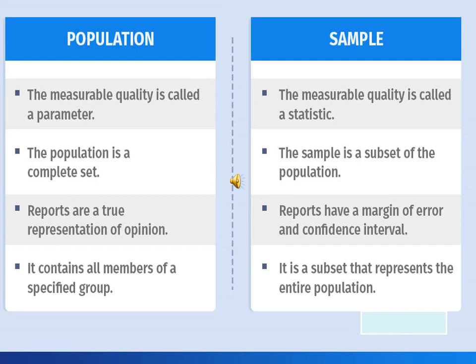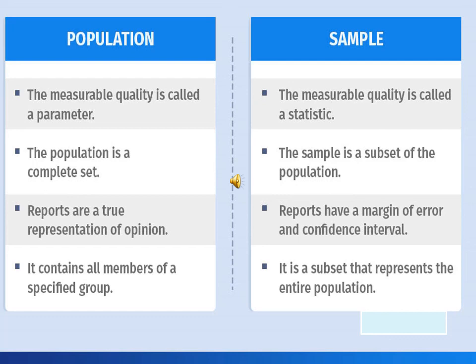What are the differences between a population and a sample? Population is the complete set of all the subjects, and it contains all members of a specified group, while sample is a subset of population. It is a subset that represents the entire population.